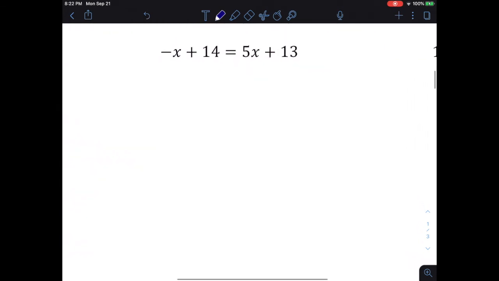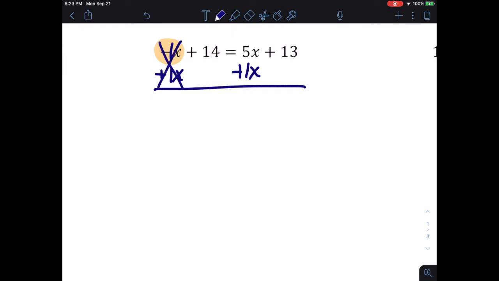All right, the second one. So the second one introduces a negative coefficient in front of one of the variables. So in this case, we have a negative x. And remember, that's a negative 1x. And negative 1 is smaller than 5, so I'm going to start there. I'm going to start by adding 1x to both sides.